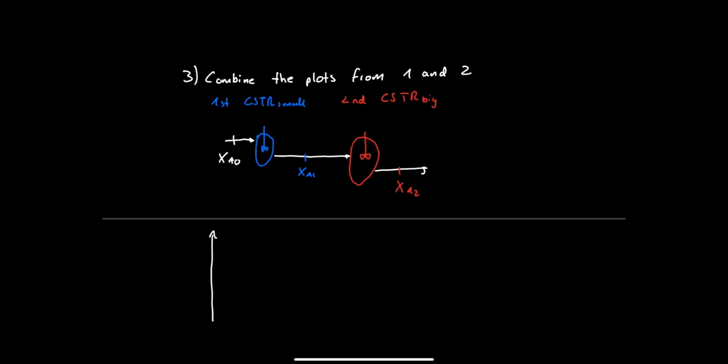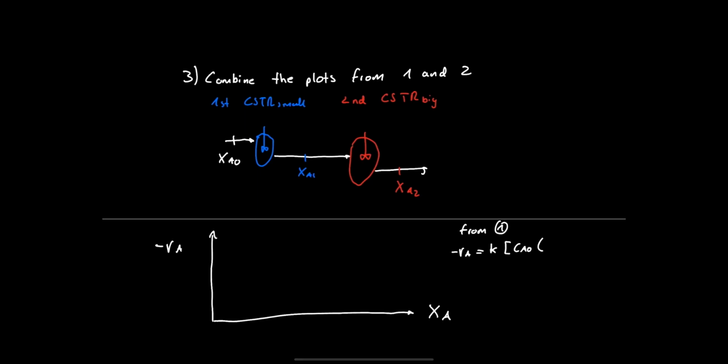Here we have our graph. On our y-axis we have negative RA, and on the x-axis we have the conversion of the species A. So from 1, we determine that negative RA is equal to K times CA0 times (1 minus conversion of the species A) to the power n. Now let's assume a first order reaction because we can sketch it more easily.